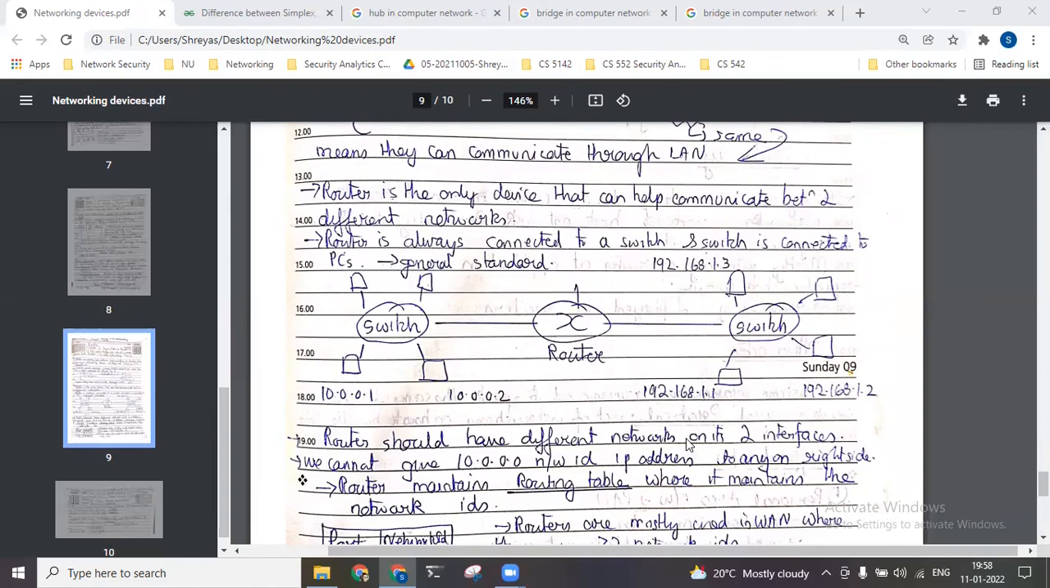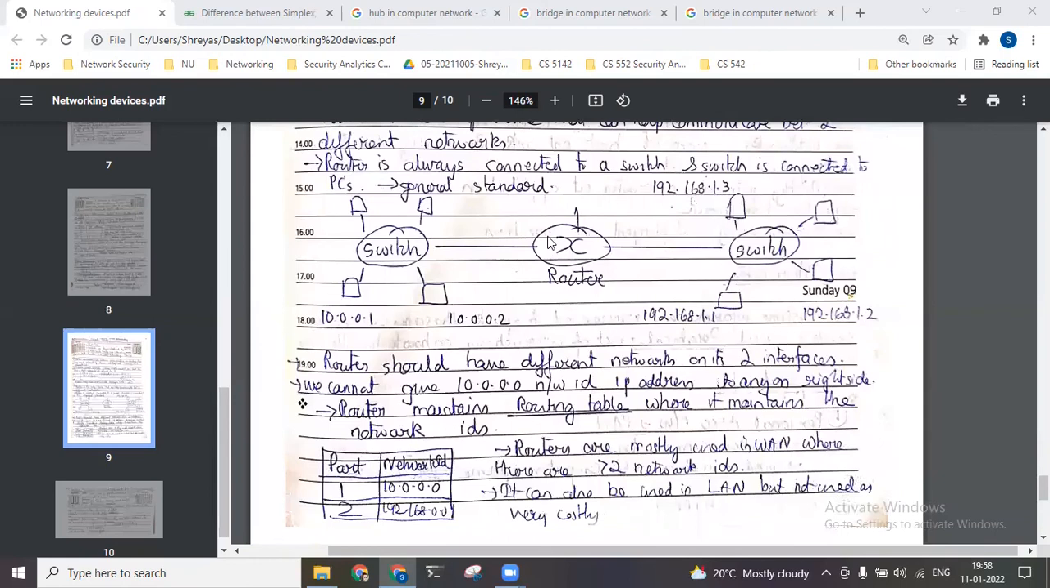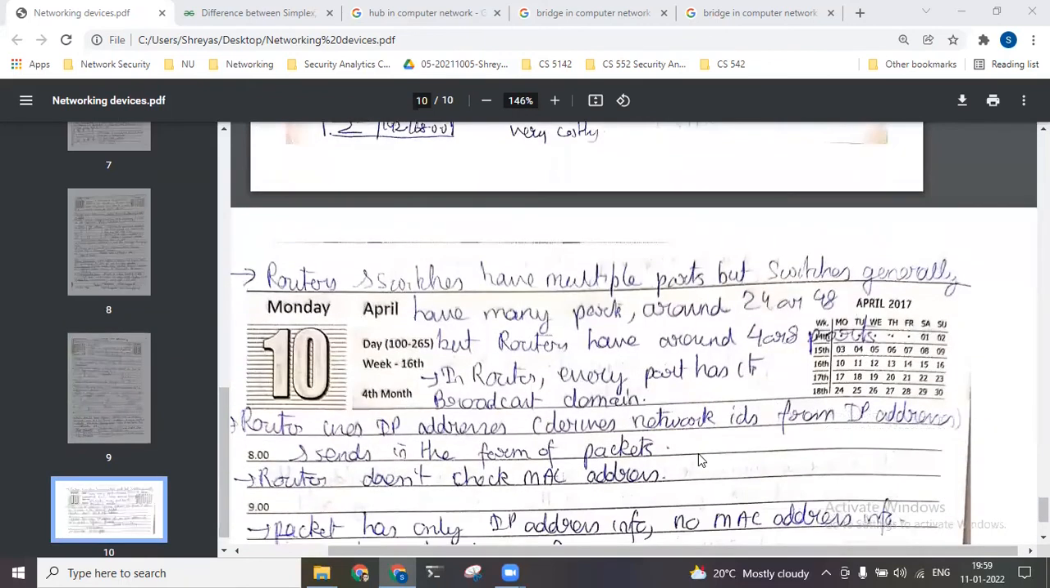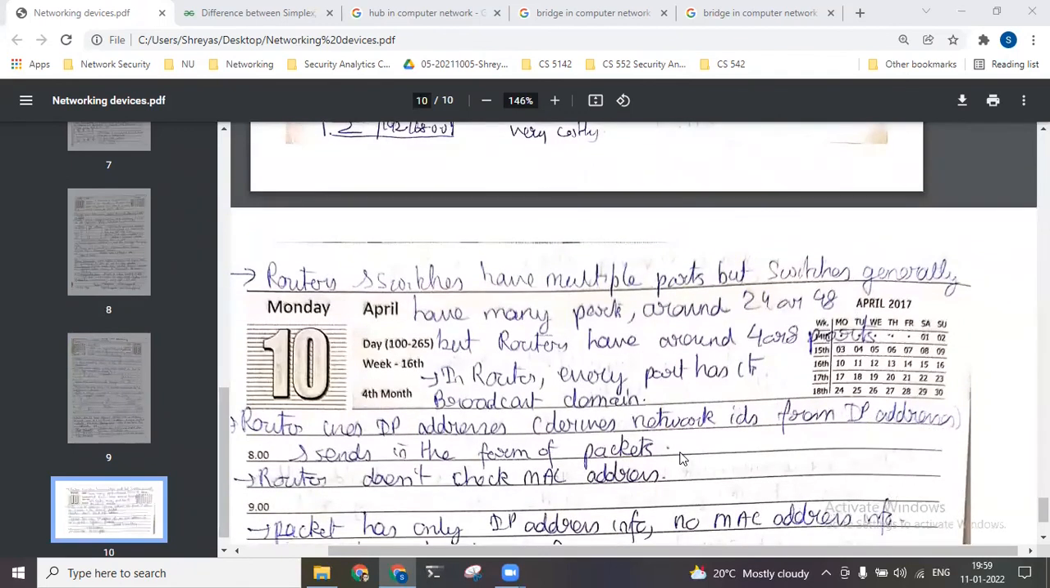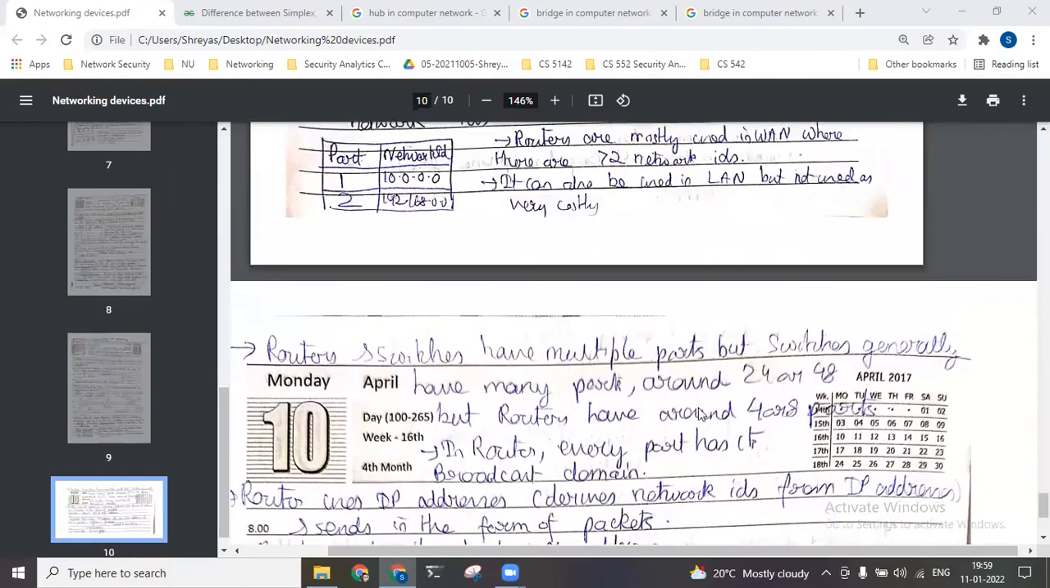So a router should have two different networks on its two different interfaces. We cannot give the same network address on both sides. In that case, the router won't work. The router maintains the routing table, because over here we have to deal with the IP addresses and the network IDs. So how is it stored? It is stored in the routing table. Routers are mostly used in WAN, where there are multiple network IDs. It can also be used in LAN. It is not that it cannot be used, but it's not very useful. It will be very costly, because getting unique, different IP addresses is not a very easy thing to do. So it's not very cost effective.